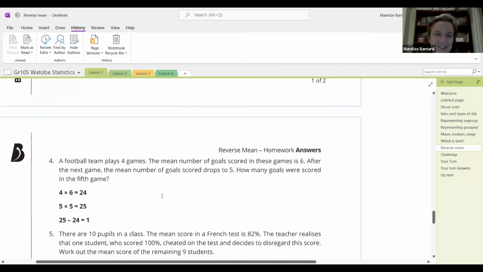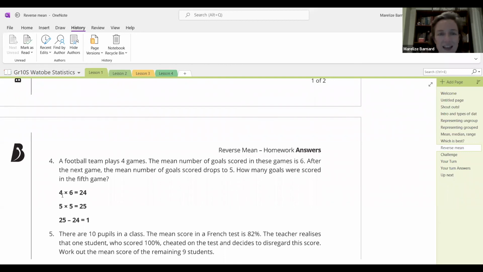Okay, let's see. The answer is actually 1. So we're going to take 4 times 6, because that is how many they score now. The mean number of goals scored is 6, so in the 4 games, we times it by 6. That gives us 24. After the next game, I'm just reading the message. I don't know, Shiraz, I heard so many answers, sorry. But you're right, the answer is 1.